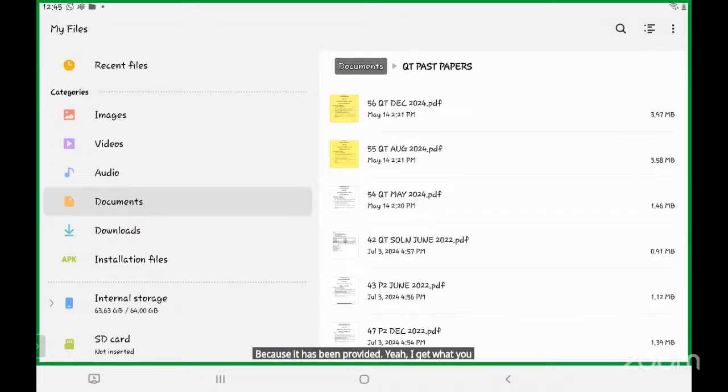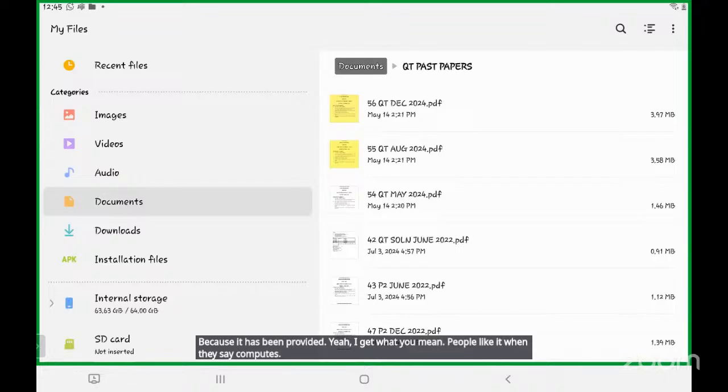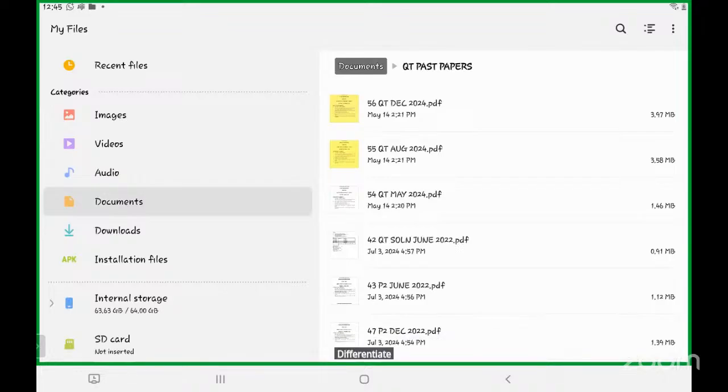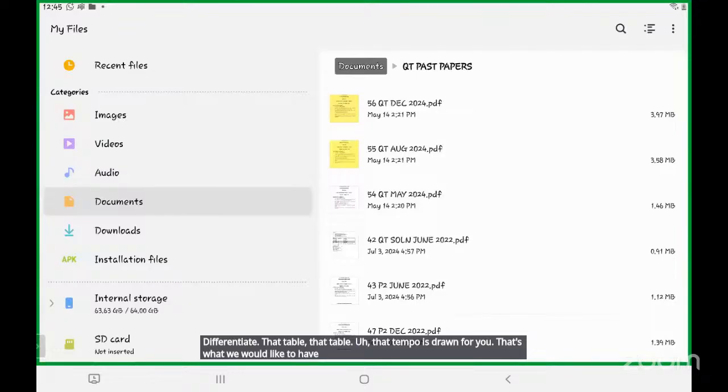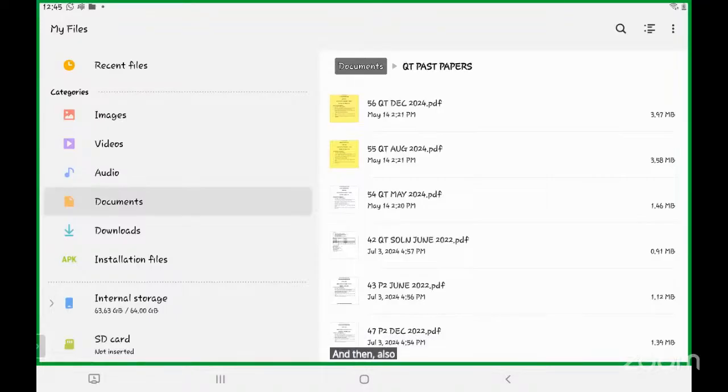People like it when they say compute, differentiate. The table is drawn for you. That's what we would like to have. But the examiner wants to eat a bit of your time because it's part of the exam. And then also interpret is trying to put more or less like a case scenario.